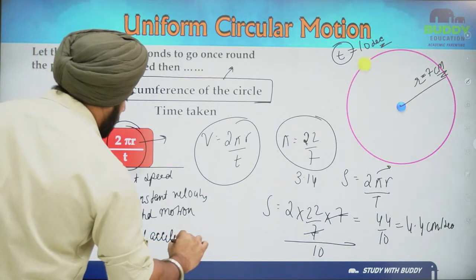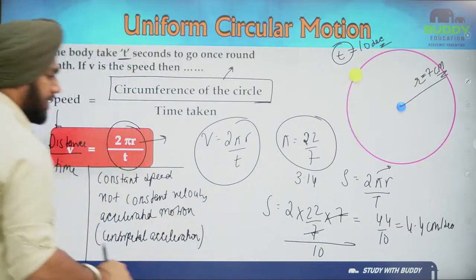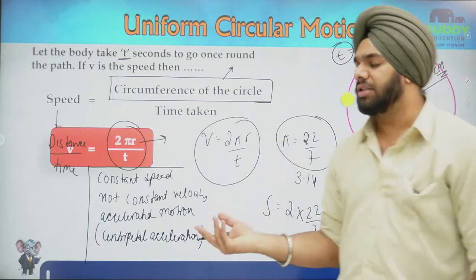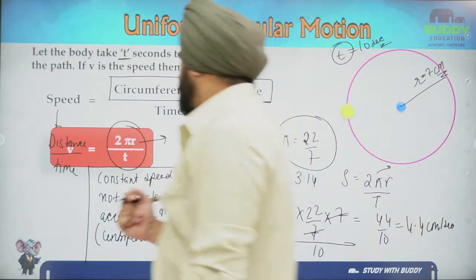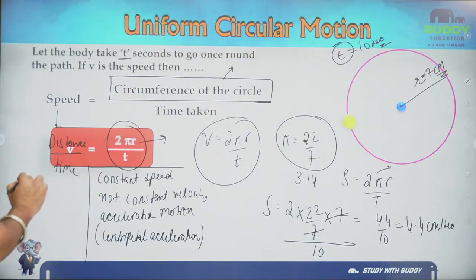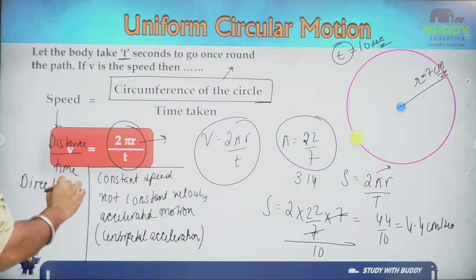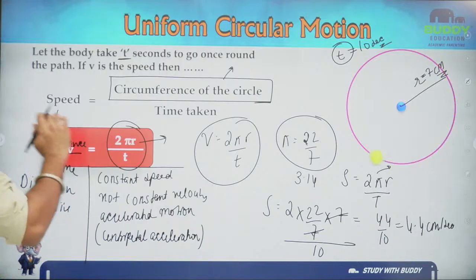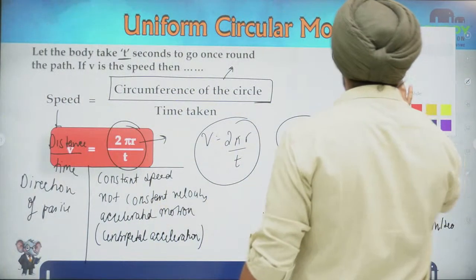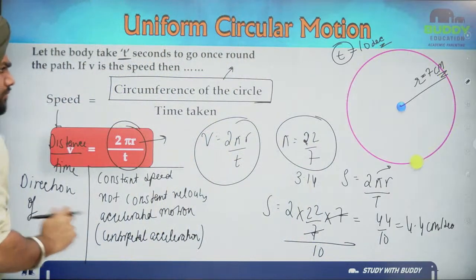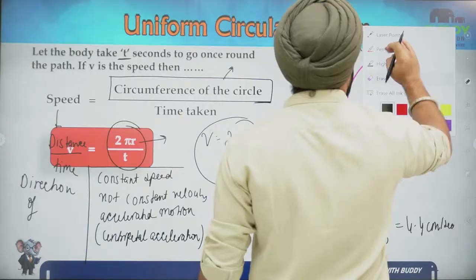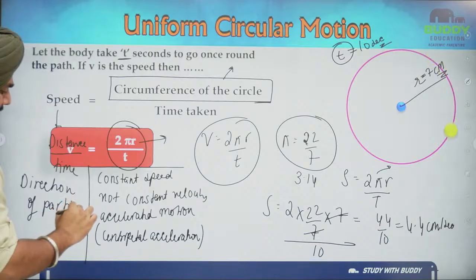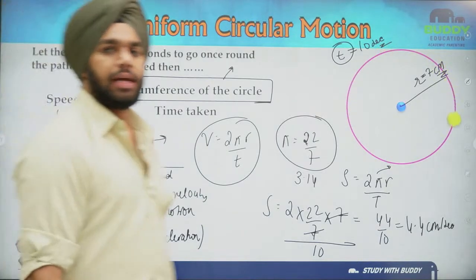Is this acceleration responsible for changing the velocity? Yes. Is this centripetal acceleration changing the magnitude of the velocity? No. Then what is this acceleration exactly doing? Just changing the direction of the particle. My point is, the direction of the particle.